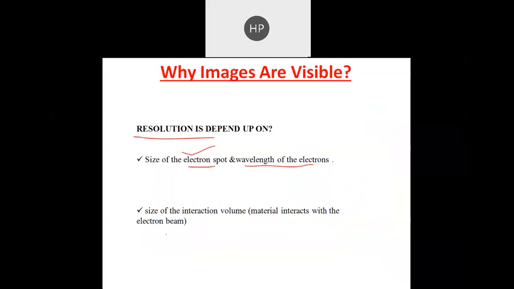Also the wavelength of the electron, whether it is a high wavelength, low wavelength or medium wavelength electron, based on that we are getting the resolution, and it also depends upon the size of the interaction volume. Interaction volume means how many electrons of the incident beam will interact with the electrons of the material, and based on that we are going to get the resolution.